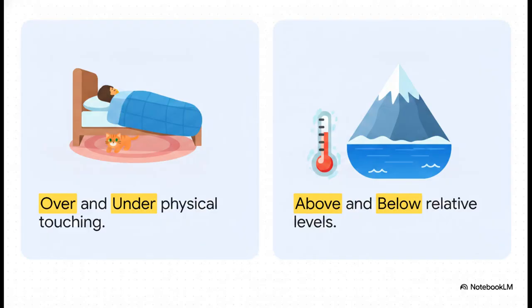Okay, comparing these two sets of words unlocks a massive cheat code because people mix these up all the time. Use over and under when things are directly stacked or physically touching, like pulling a blanket over a baby or a cat hiding directly under a bed. But use above and below when you're comparing abstract levels, like reading a thermometer where the temperature is below 0, or a mountain that sits above sea level. They aren't physically touching, it's just a benchmark.